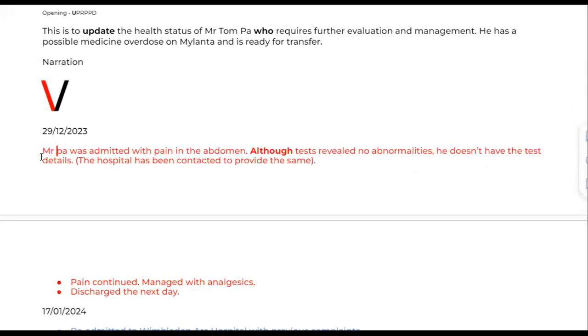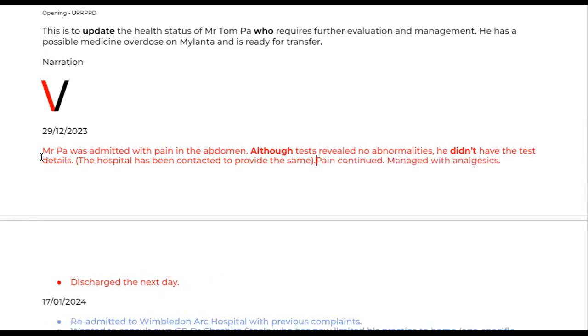Mr. Pa was admitted with pain in the abdomen. Although tests revealed no abnormalities, he didn't. See, I'm changing things to past tense. He didn't have the test details. Okay, provide the same. So, this is something known to the patient. Pain continues. Okay. All right.